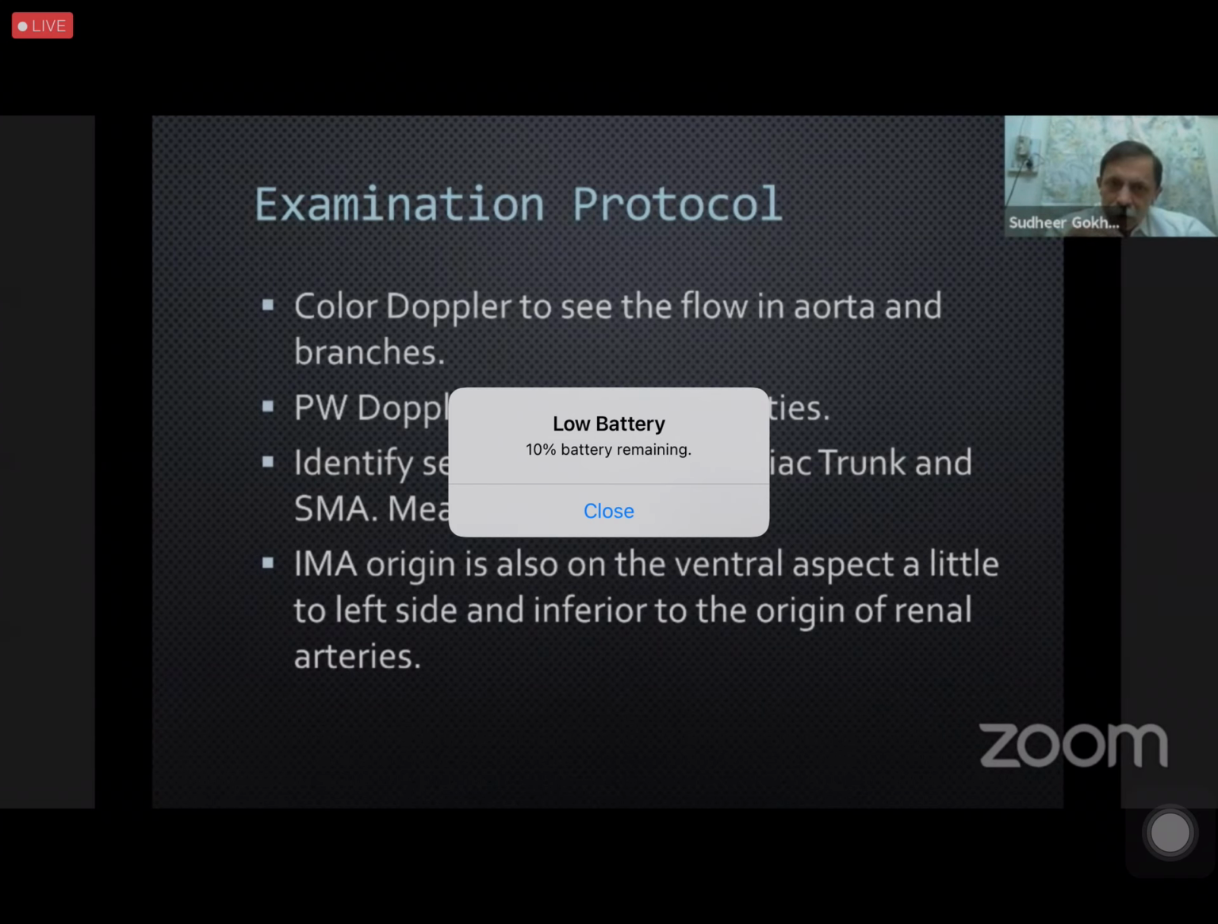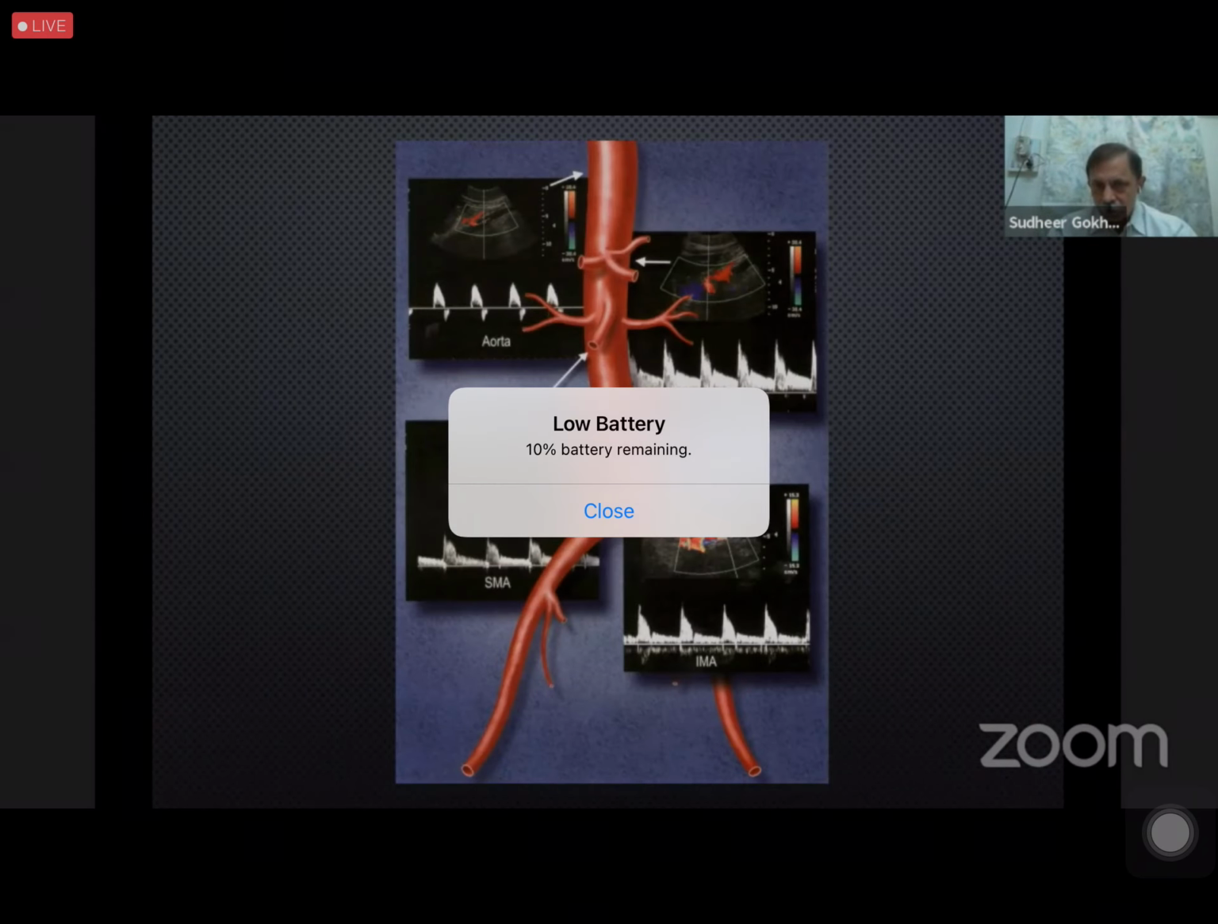It is very important to identify separate origins of the celiac trunk and SMA because they are very close together, and we'll see that. When you are putting your pulse wave Doppler sample, it should not be large, otherwise you will have a lot of contamination from one vessel to another, and you need to place your sample correctly in the celiac trunk or SMA because, as I said, their origins are very close to each other. The inferior mesenteric origin is also on the ventral aspect, just a little left to the midline, and it's not very difficult to see the inferior mesenteric artery also.